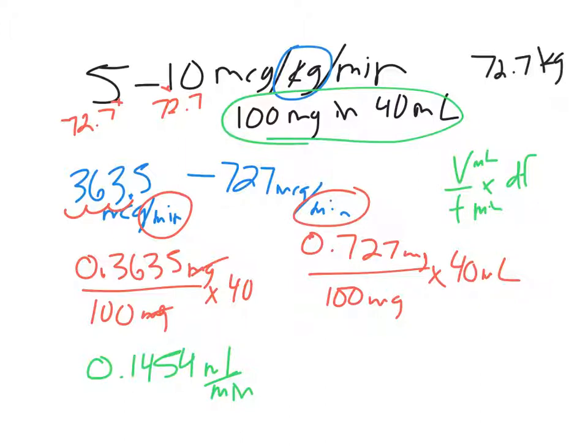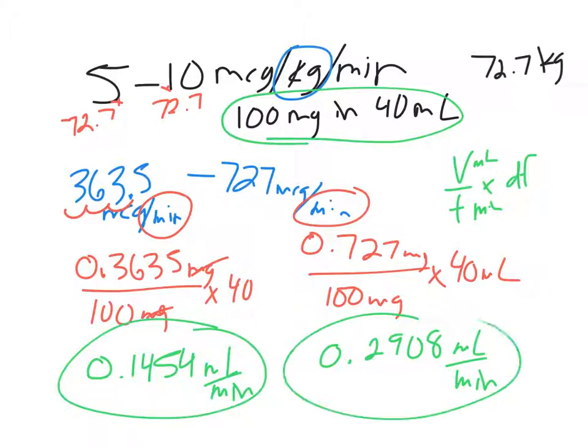And then doing that to the next one, 0.727 divided by 100, multiplied by 40, is now 0.2908 milliliters per minute. So far, that's what we've done. Now on the next page, I'm going to write out what we have as our answers, but I want to give some room down here.